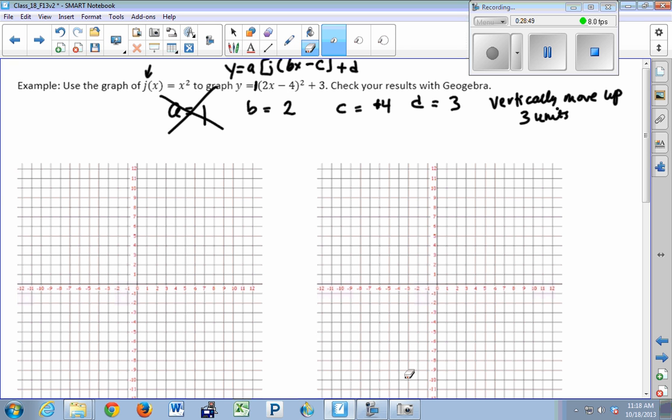Now, all the tricky stuff happens inside your function. That's all your horizontal stuff. That's the B and that's the C. So when we see take away 4, it acts just the opposite of what we think. We're going to shift to the right 4 units. So this is shifting right 4 units.